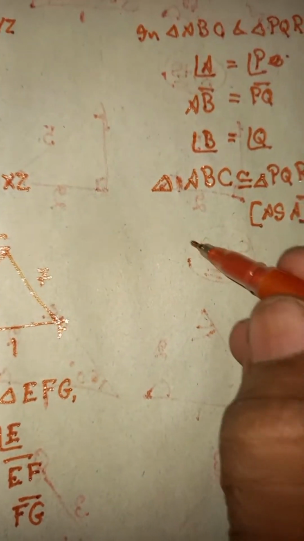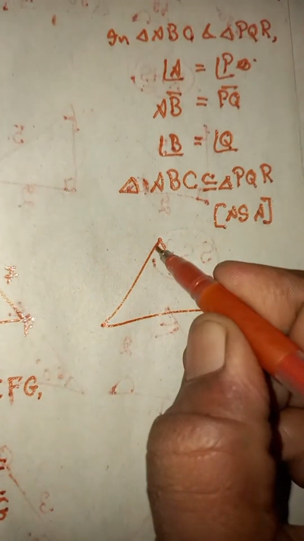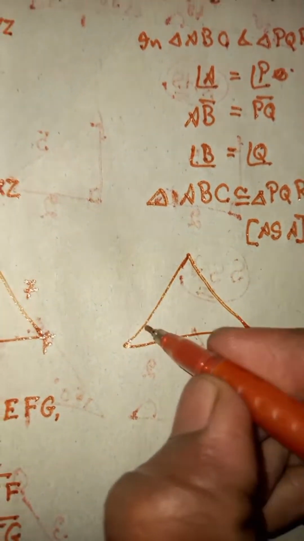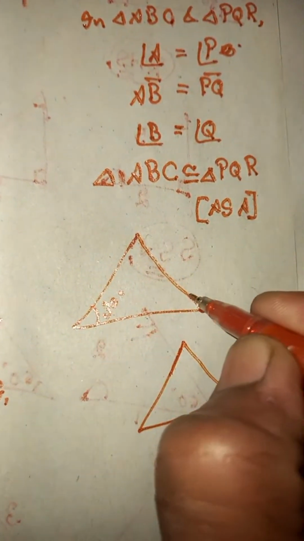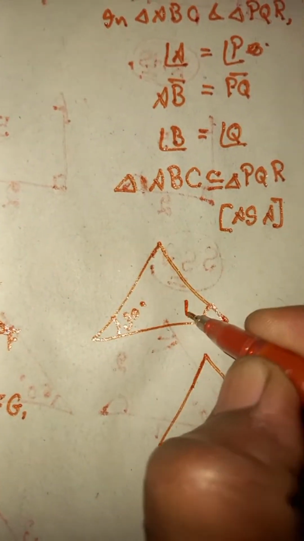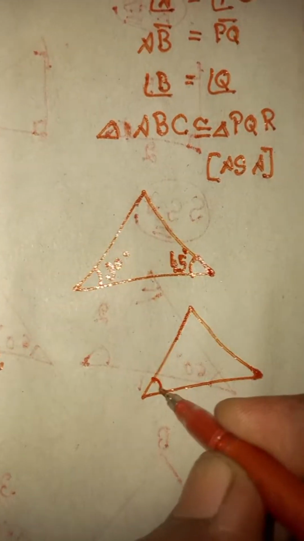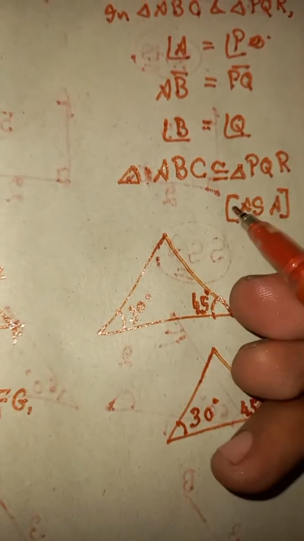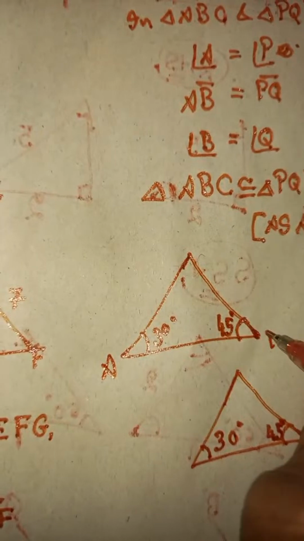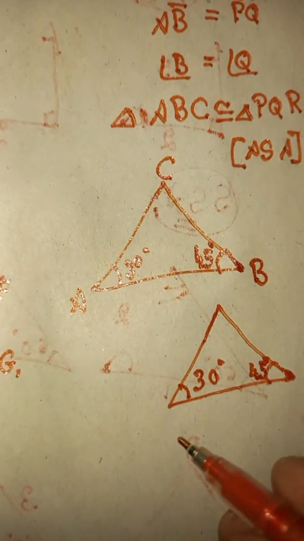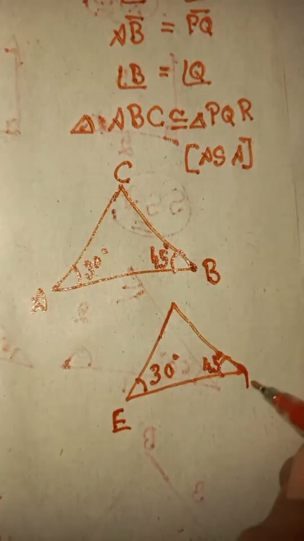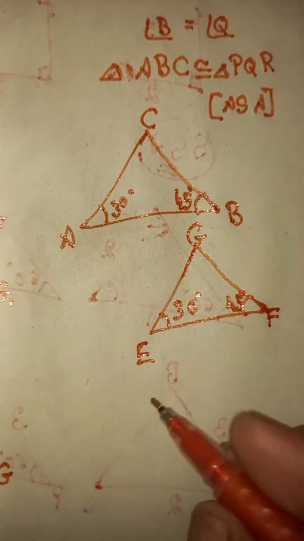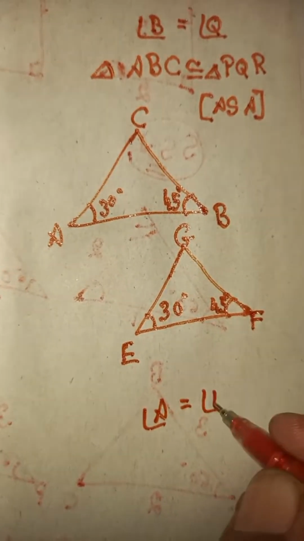Here they are giving two triangles, this triangle and this triangle. Here they are giving this angle as 30 degrees, and this angle as 45 degrees. Even in this triangle they are giving 30 degrees and in this triangle 45 degrees. Here the triangle is ABC and here the triangle is EFG. In these two triangles, this angle equals this angle, so angle A equals angle E.